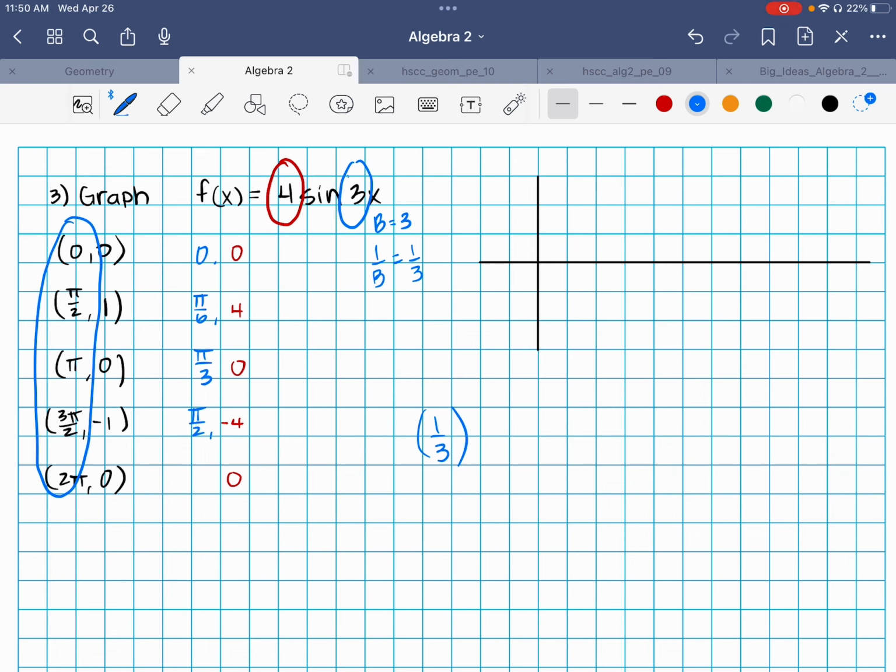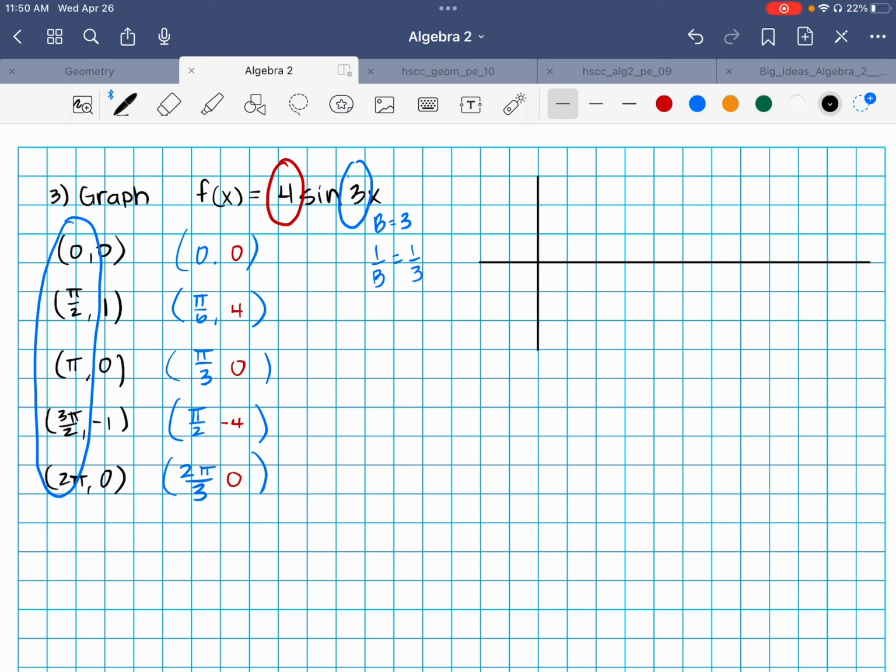And then our last point, we're going to plug in a 2 pi. So 2 pi times 1/3, and that gives us 2 pi over 3. So we're going to write 2 pi over 3, or 2 pi thirds. I'm going to go ahead and erase the 1/3, and these are our 5 key points to graph the 4 sine 3x function that we are given.